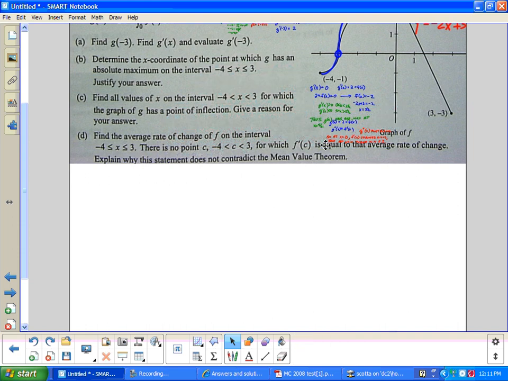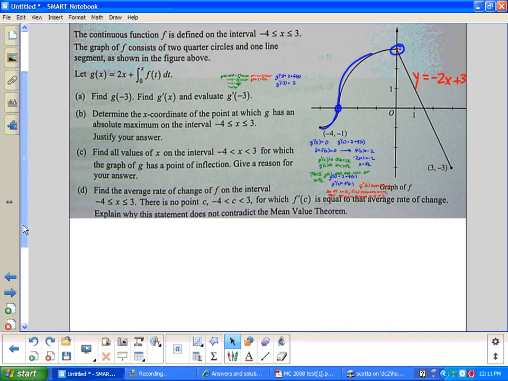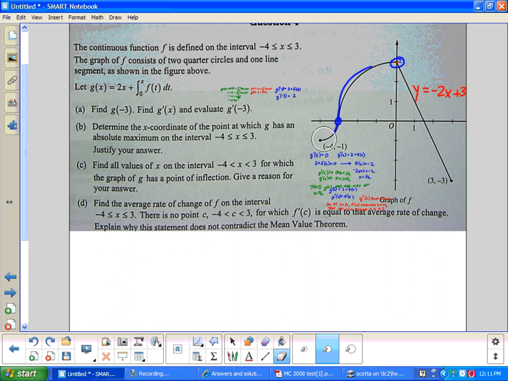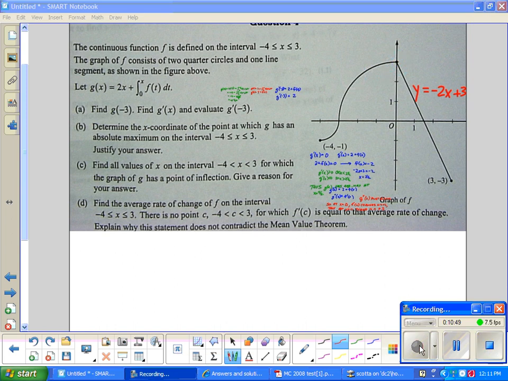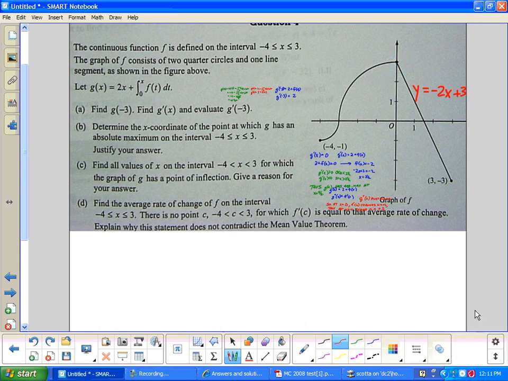I'm under D because it's not when x equals 0. All right, so the last one, find the average rate of change of f on the interval -4 to 3. There is no point c for which f prime of c is equal to that average rate of change. Explain why. Oh, so it's telling you that it fails the mean value theorem. Explain why it does. And it is simply that it's not differentiable. It has to be a continuous differentiable function. We'll get to that though.